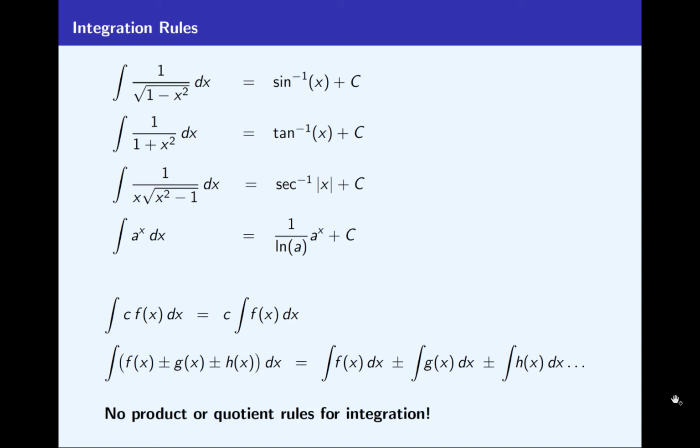It's noteworthy that there is no product or quotient rule for integration. There's no rule that says what is the integral of f of x times g of x dx, because we don't know any expression whose derivative is f of x times g of x. So you don't get a product rule by running the derivative product rule in reverse. So this is our list of integration rules for now. We'll look at some examples.